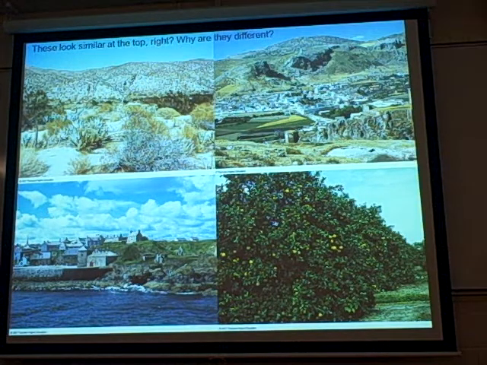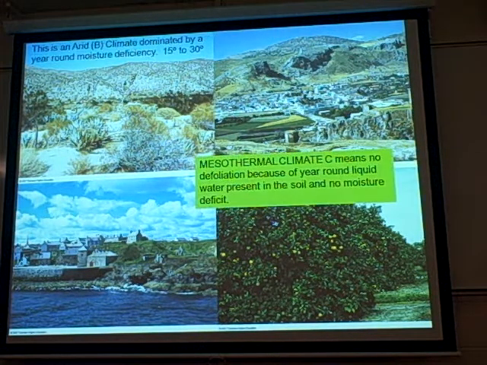So two areas at the top there, I believe the one on the right is in Spain, the other one looks like Arizona. Why are they different, even though they look like they're both dry? Well, basically, mesothermal microclimate C means no defoliation because of year-round liquid water present in the soil and no moisture deficit. Whereas in Arizona, there definitely is a moisture deficit for a long period of time.